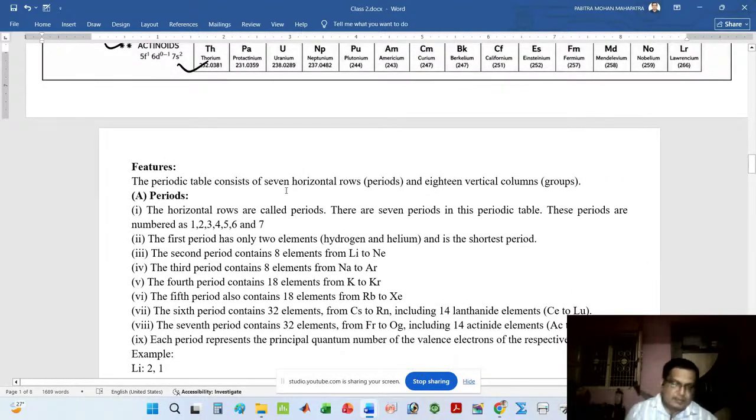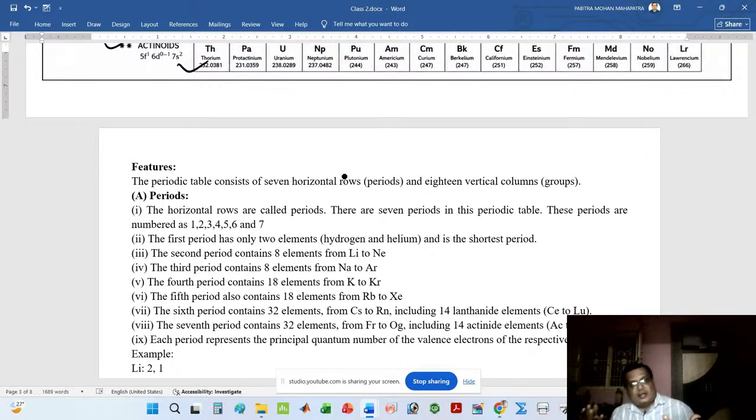Now I will explain about the features of the modern periodic table. Actually, if you think about the modern periodic table, how many periods does it consist of? I have already covered this: how many periods are present in the modern periodic table and how many groups are present in the modern periodic table.